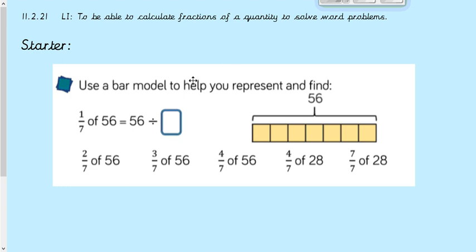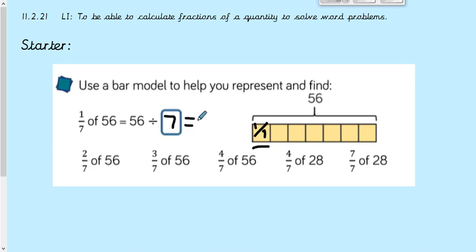So it says use a bar model to help you represent and find 1/7 of 56, and then 2/7, 3/7, 4/7, and then 4/7 of 28 and 7/7 of 28. So this first one, we've got 56 and it's been split into 1, 2, 3, 4, 5, 6, 7. So each of these parts in the bar model is worth 1/7 because it's been split into 7 equal pieces. If we want to know 1/7 of 56, we need to divide that then by 7.